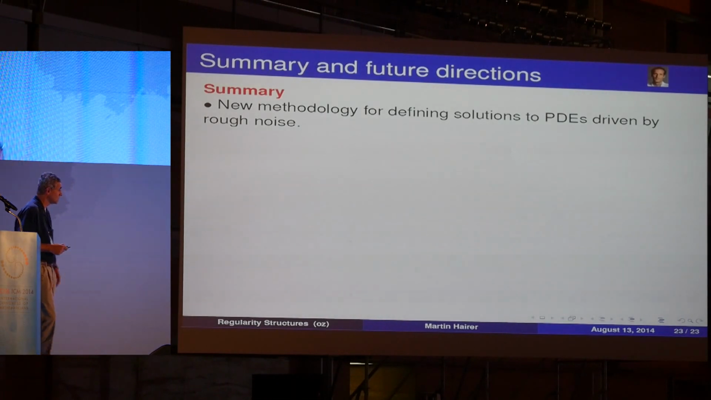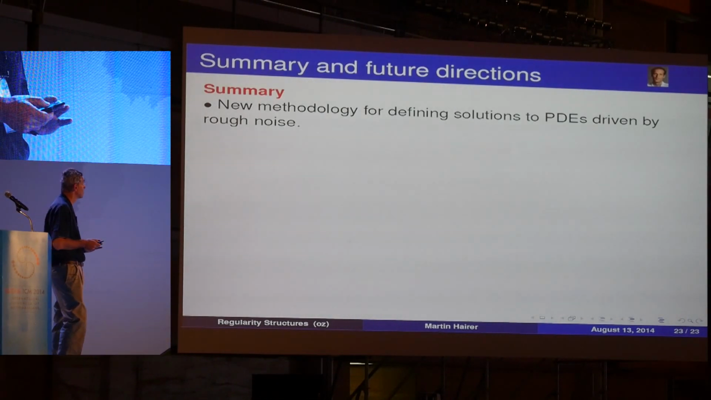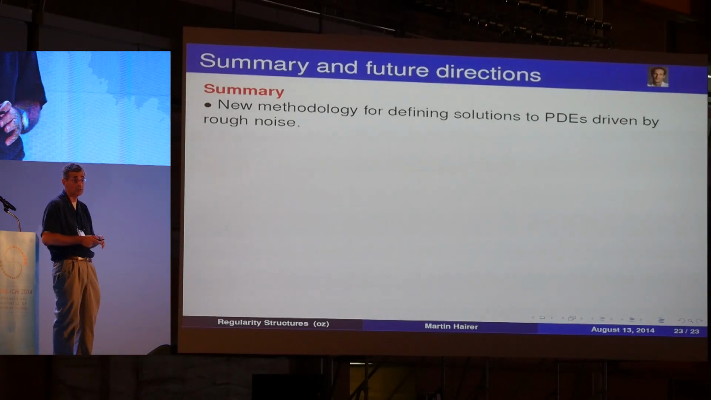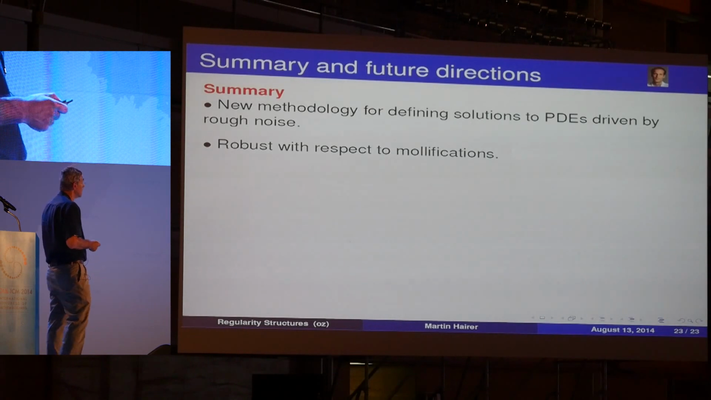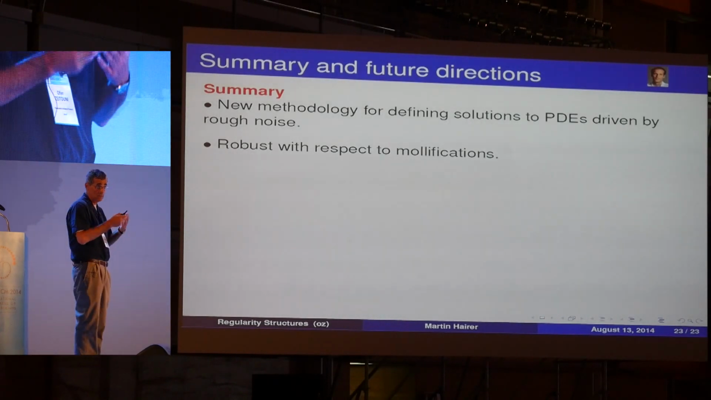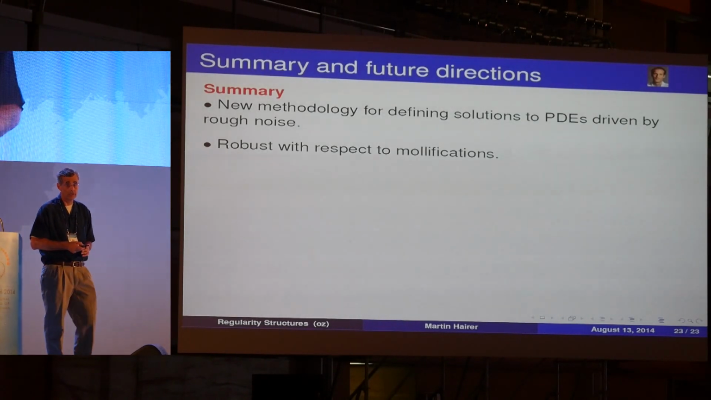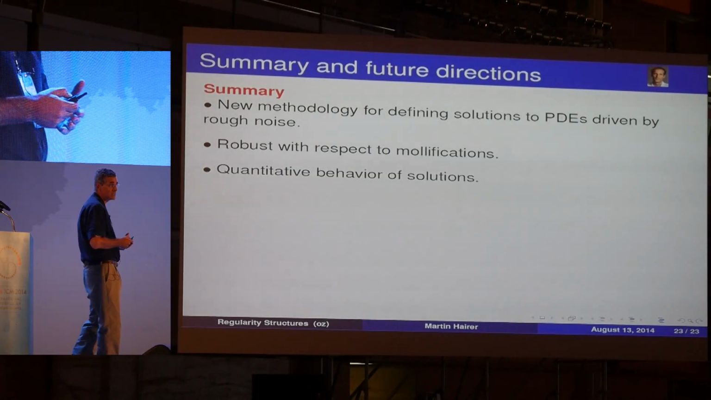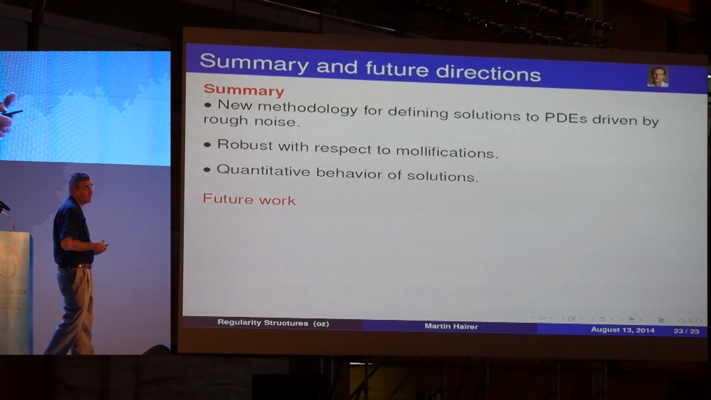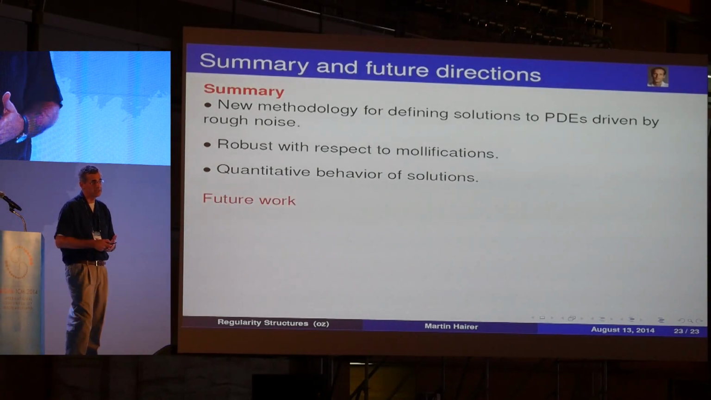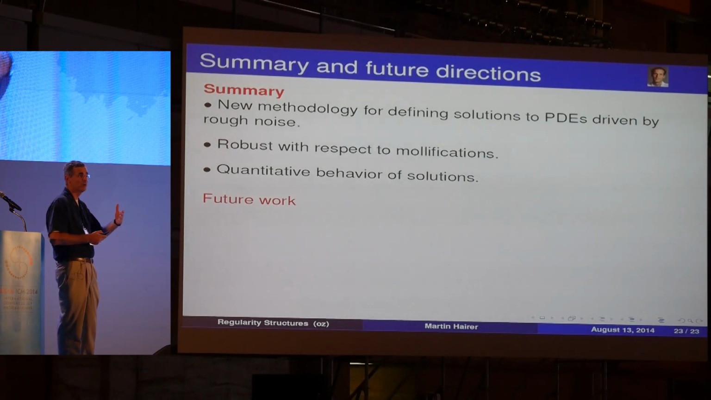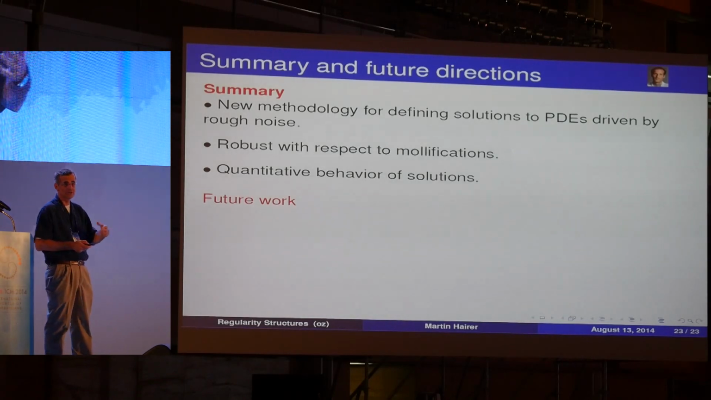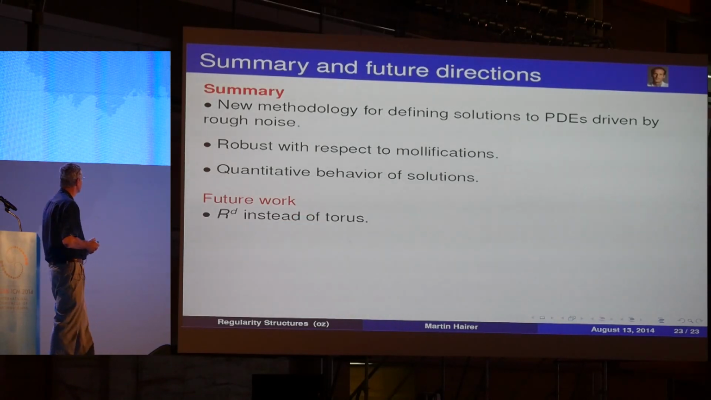So let me summarize. What was introduced here is a completely new methodology for defining solutions of partial differential equations driven by rough noise. I tried to explain you why those are important. The method is robust, inherently robust with respect to modifications. It gives you some quantitative estimates on the solutions. And now, of course, the Fields Medal is given not only about past work, but also about future potential. So I thought I'll close this by some future potentials that we are all eagerly waiting to hear about.